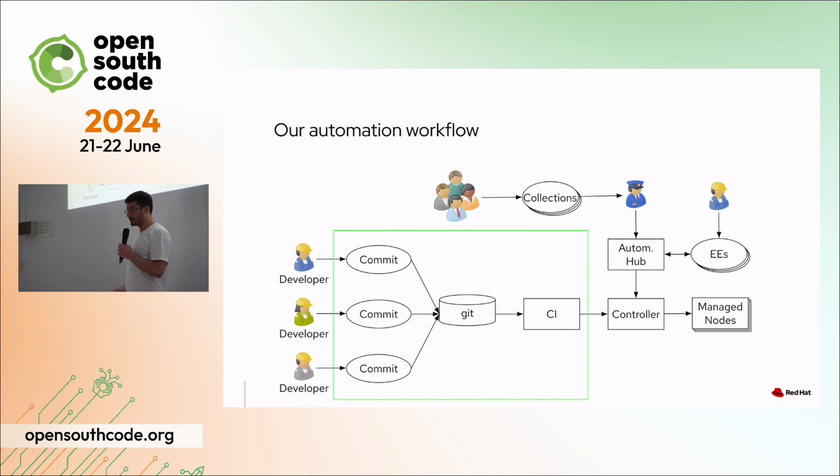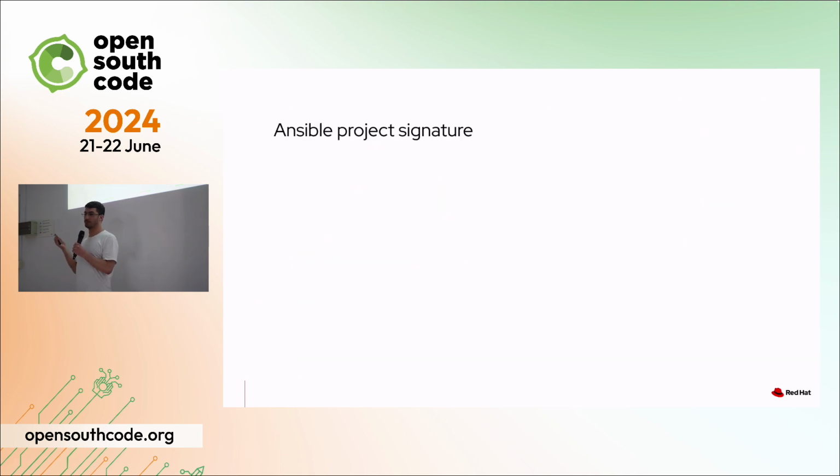To extend that green zone, we can put security around this part, from the CI to the controller, so that we can ensure that whatever was in the CI is the same thing that we are going to run from the controller itself. To do this, we can sign the Ansible projects that are in those Git repos. We can use the ansible-sign project, then gpg sign, and then the folder.